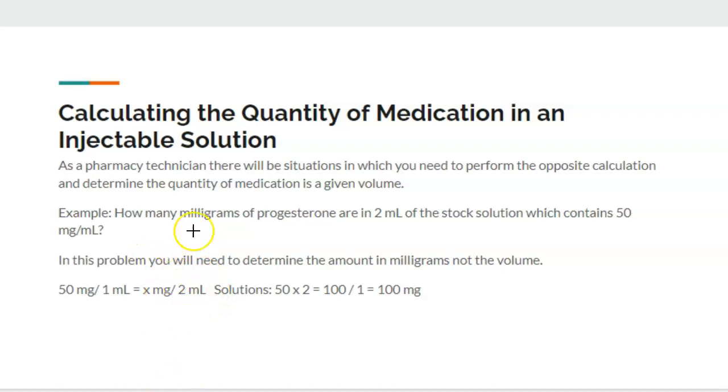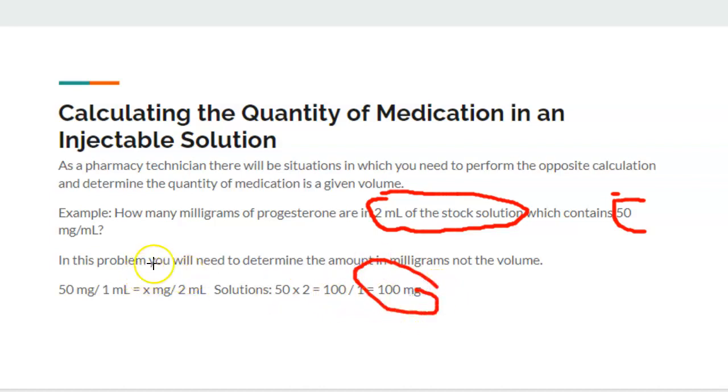So it's saying here, we have 2 milliliters of stock solution. And in that stock solution, there's 50 milligrams per 1 milliliter. So how much is in 2 milliliters of that? You're going to do your 50 times 2 divided by 1, which ends up being 100 divided by 1, so it's going to be 100 milligrams is your answer, which makes sense. So you're figuring out milligrams instead of milliliters.